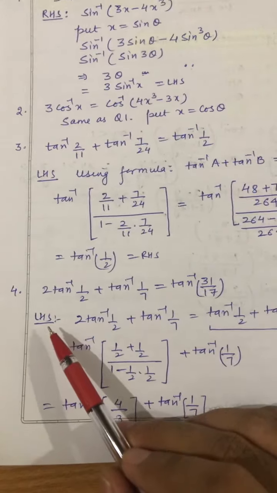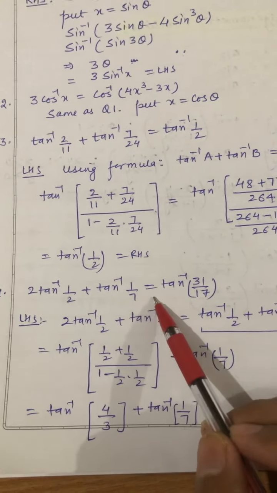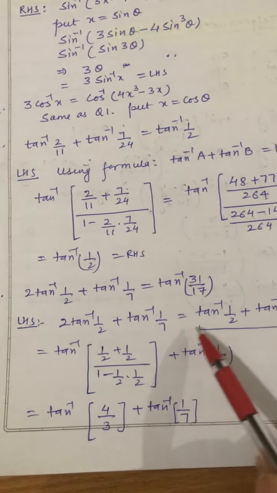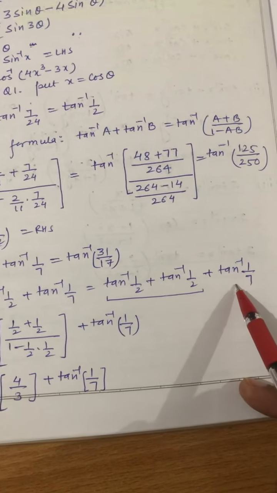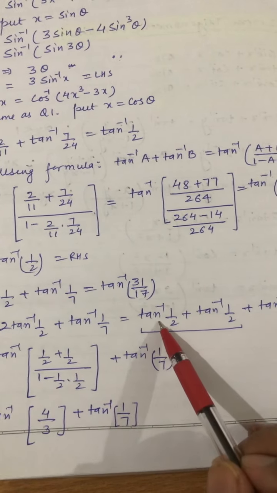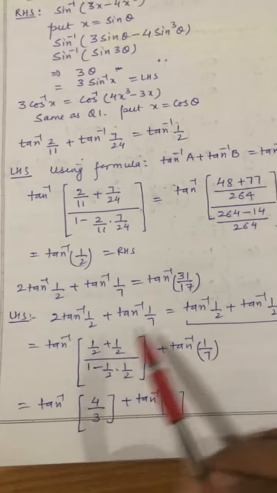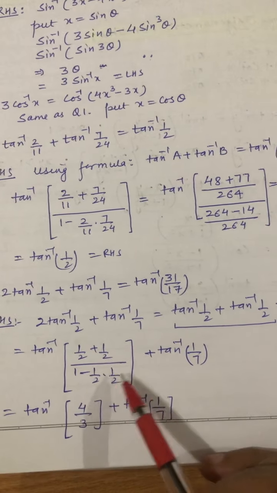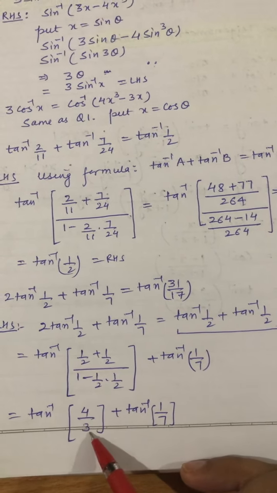Now moving on to question number 4, 2 tan⁻¹(1/2) + tan⁻¹(1/7) = tan⁻¹(31/17). Now this 2 tan⁻¹(1/2), we can write as tan⁻¹(1/2) + tan⁻¹(1/2), two times, plus tan⁻¹(1/7) as it is. First I will apply the formula of tan⁻¹A + tan⁻¹B to the first 2 terms. On applying the formula tan⁻¹((A + B)/(1 − AB)), with tan⁻¹(1/7) as it is, on simplifying I will get tan⁻¹(4/3).